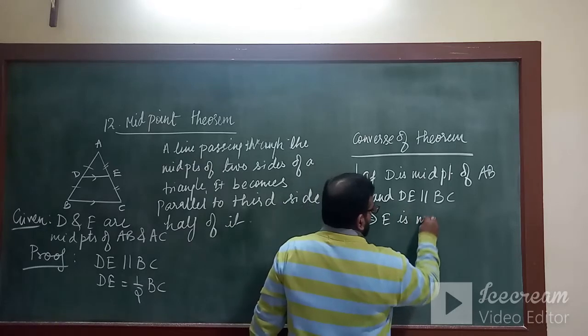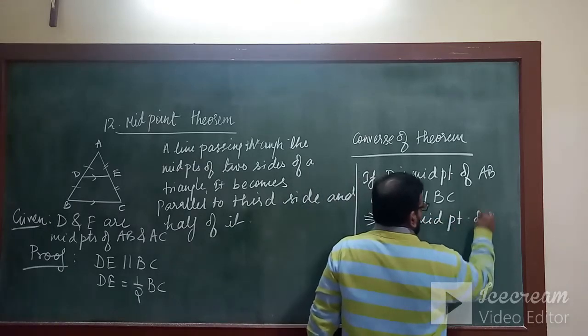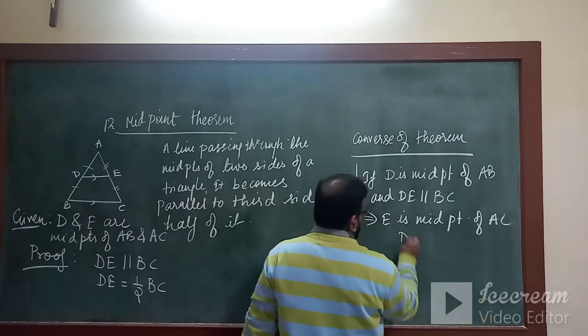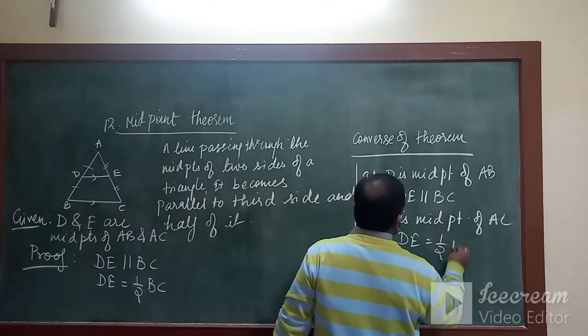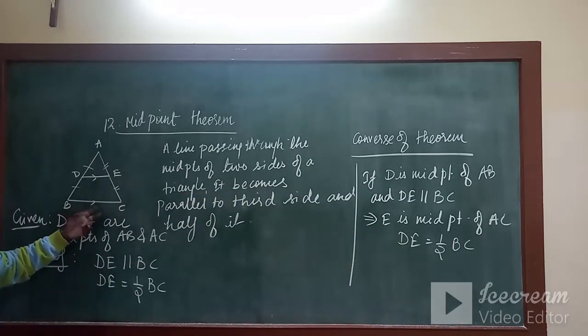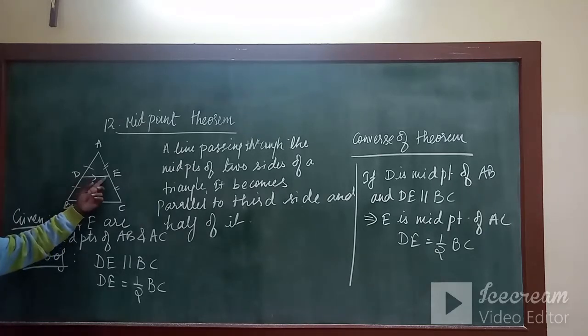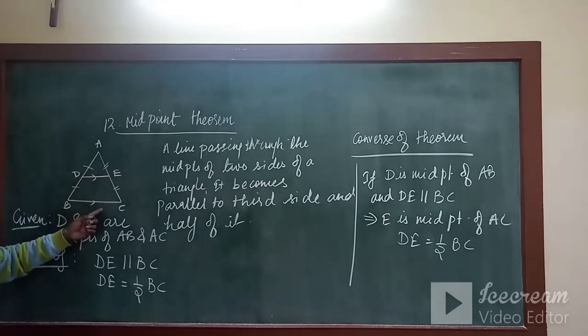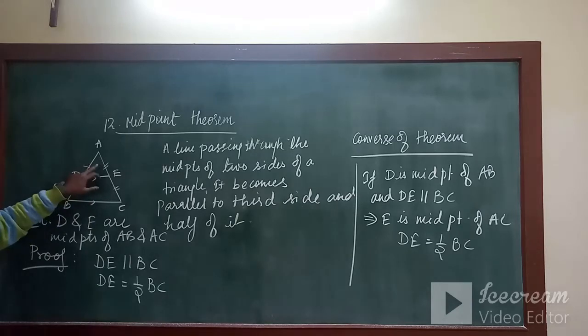E becomes the midpoint of AC and DE is equal to half of BC. Okay, so this is the converse of the midpoint theorem. When two midpoints are given, the line passing through these midpoints is parallel to the third side. In case of the converse, a midpoint will be given and the line which is passing through that midpoint and going to the other side is parallel to the third side. So what will be our implication? Implication will be the next point becomes the midpoint of the side. So based upon this midpoint theorem, we will solve a few questions.